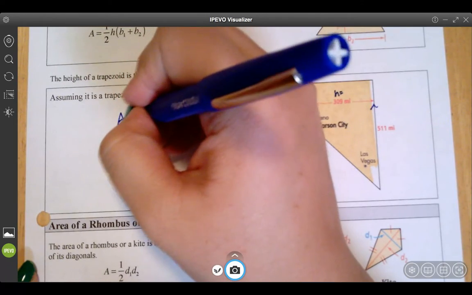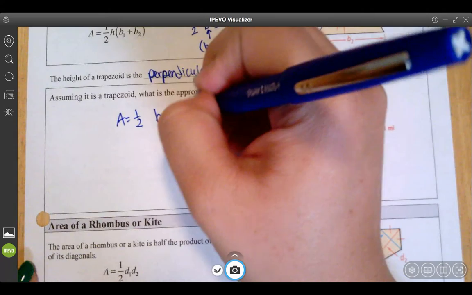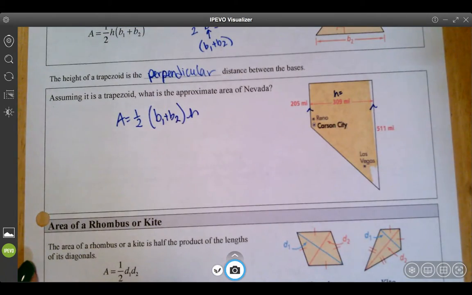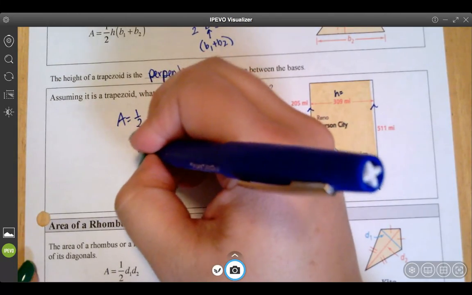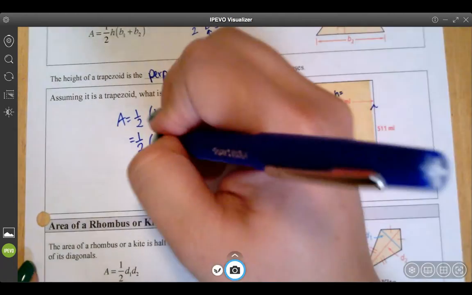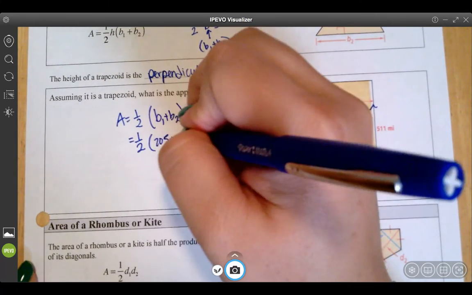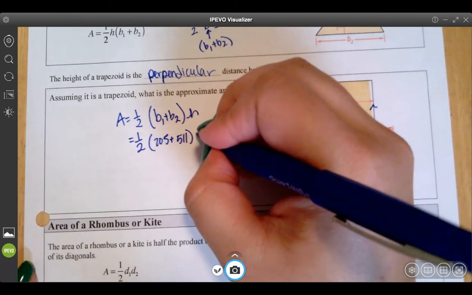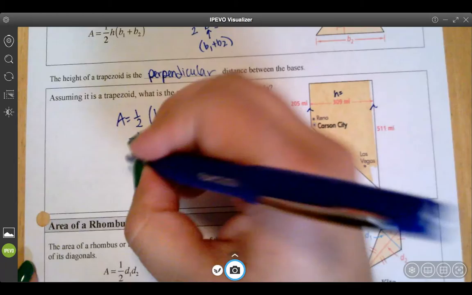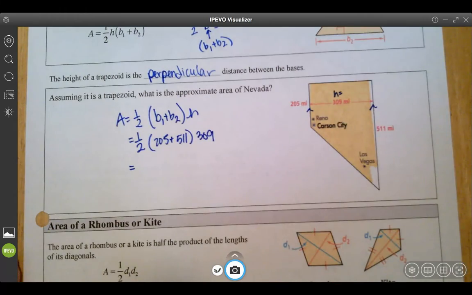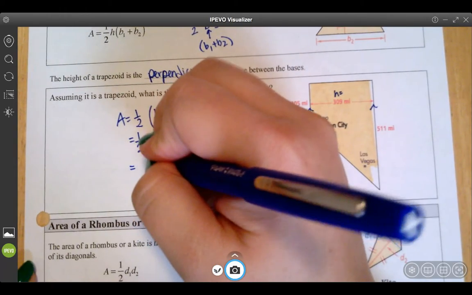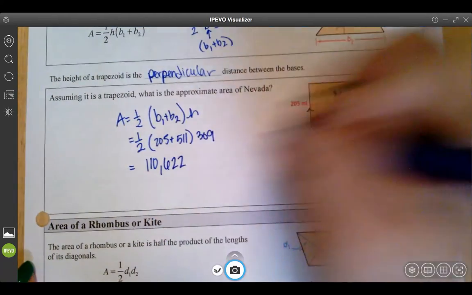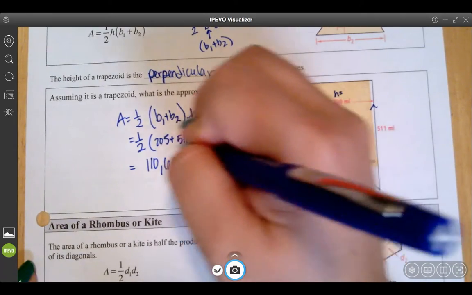So area equals 1/2 base times height, but we have 2 bases, and we're going to add them together. This is 1/2 base 1 plus base 2, that's 205 plus 511. And again, addition, it doesn't matter which one you put first. And then the height is 309. Put that into the calculator. We get 110,622 square miles.